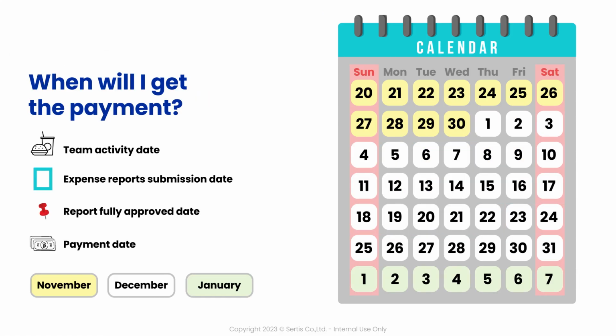For example, an expense report for team activity on the 21st and 29th was submitted and fully approved by the 7th of the following month. You will receive the payment on the nearest first day of the month. However, in this case, the first date is a holiday. You will receive the payment on the next working day. Second example, an expense report for team activity on the 21st and 29th was submitted and fully approved by the 5th of the month. You will receive payment on the nearest 16th day of the month.